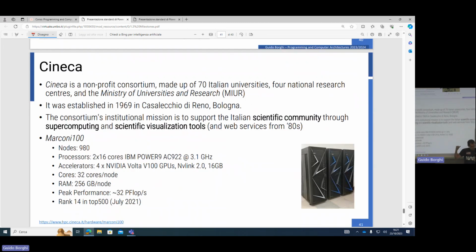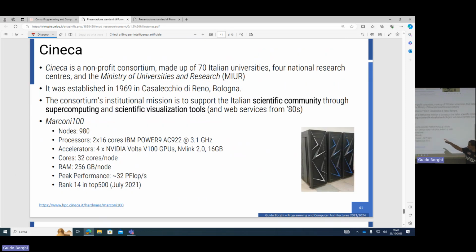Okay, this is the slide about Cineca, and we have seen together what Cineca is. It is a mainframe that we have here in Italy. In particular, it was established in 1969 in Casalecchio di Reno, Bologna, that is very close to here. And you can see the building of Cineca from the highway, for example. Here you can see the technical specs of the Marconi 100, the old mainframe inside Cineca.